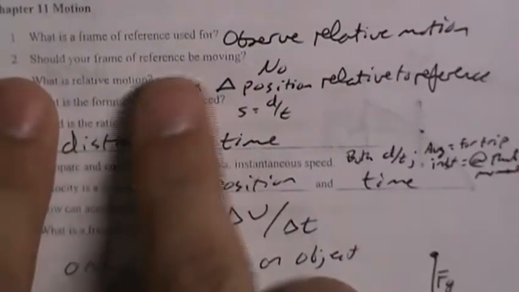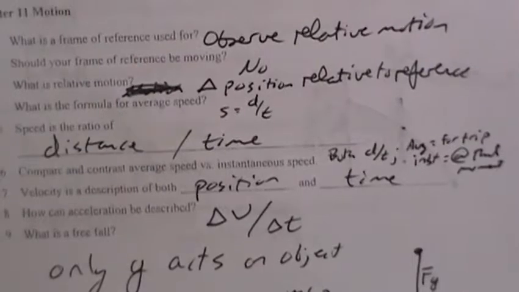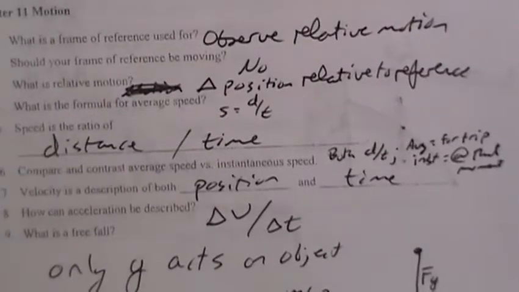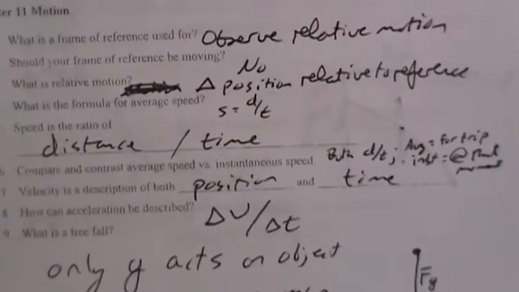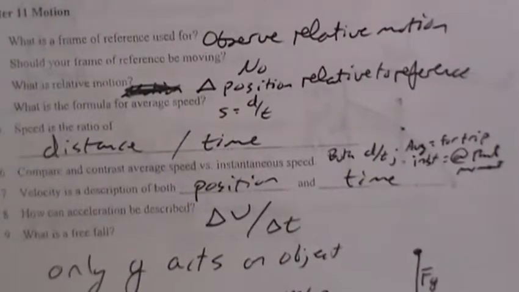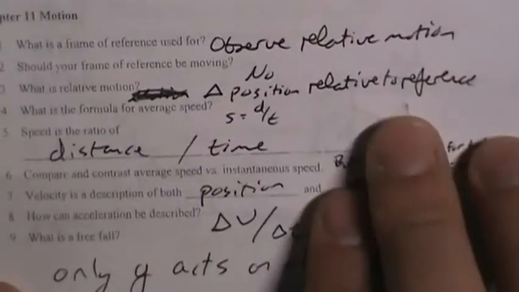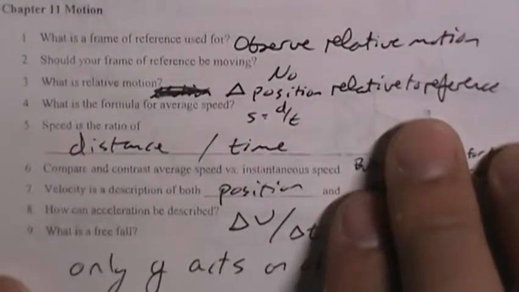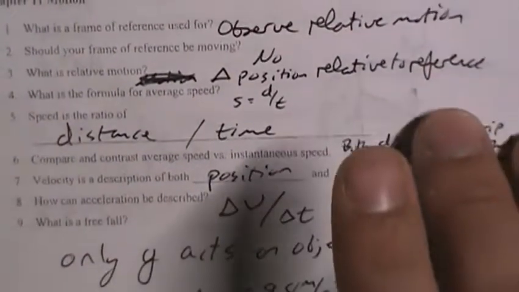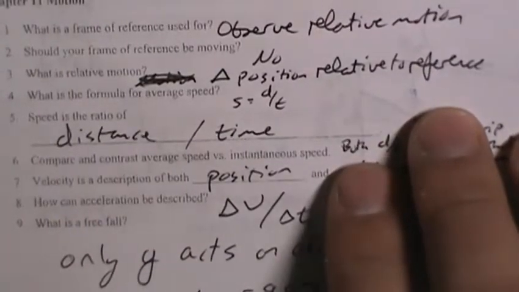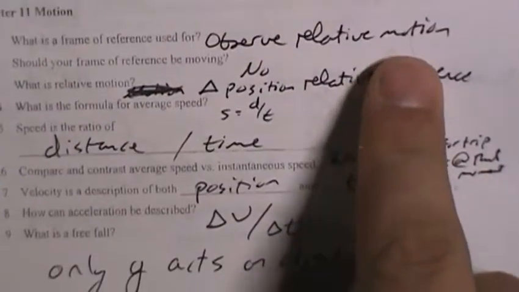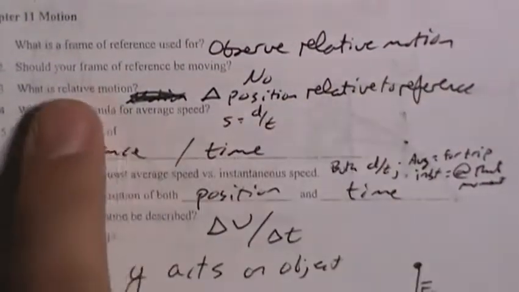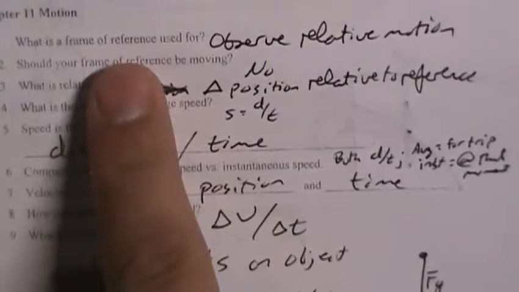Frames of reference are used to observe relative motion, or motion relative to something else. And remember, all motion is relative, because even something that appears to not be moving, like the Earth, really is moving from a different perspective. Namely, if you were in space looking down, you would see that the Earth was rotating around an axis and circling the sun at the same time. So just remember that all motion is relative to something, and those somethings are frames of reference.